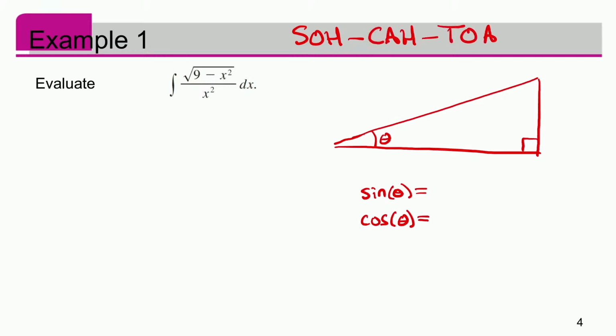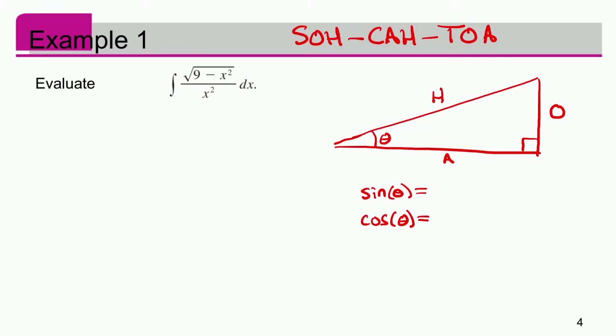SOHCAHTOA. Sounds like a chant of some sort. Yeah, here, the opposite and adjacent and hypotenuse. Yeah, that's one way to do this. This is great. So sine is opposite over adjacent. Cosine is adjacent over hypotenuse.